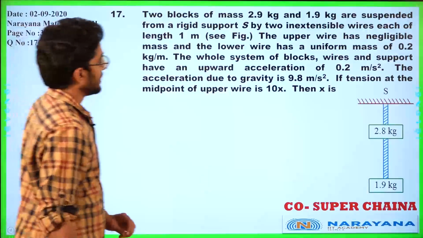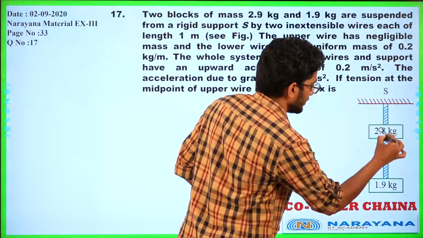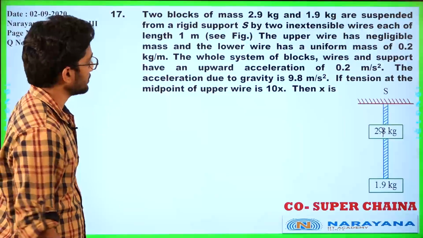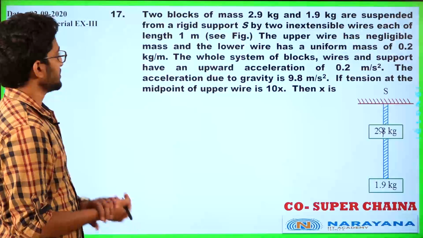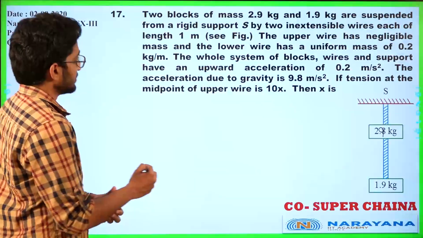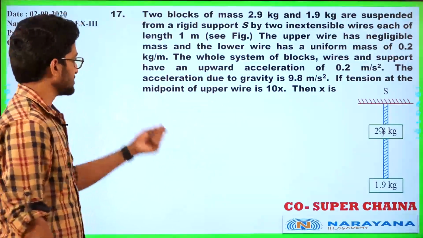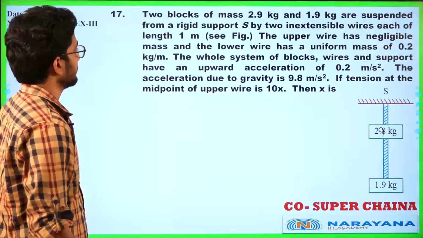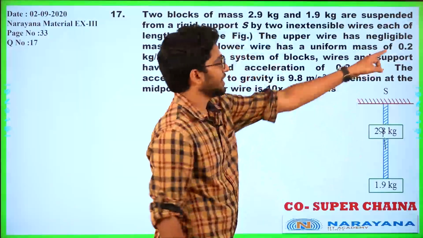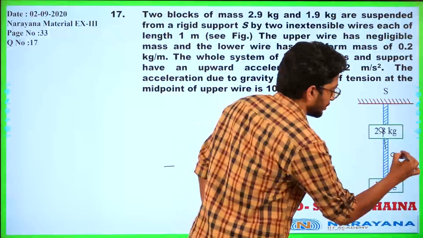Again, two blocks of masses 2.9 kgs and 1.9 kgs. This is 2.9, not 2.8. So 2.9 kgs and 1.9 kgs are suspended from a rigid support by two inextensible wires, each of length 1 meter. The upper wire has negligible mass and the lower wire has a uniform mass of 0.2 kg per meter. So the length of the string is 1 meter and it has a mass of 0.2 kg per meter, so it also has a mass of 0.2 kgs.